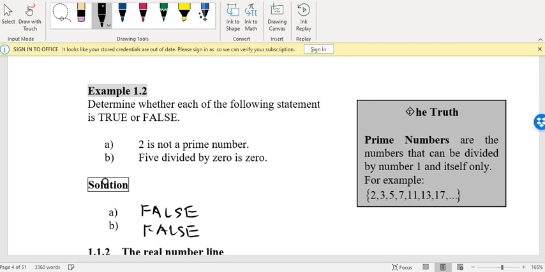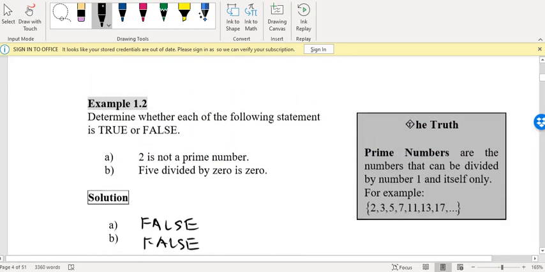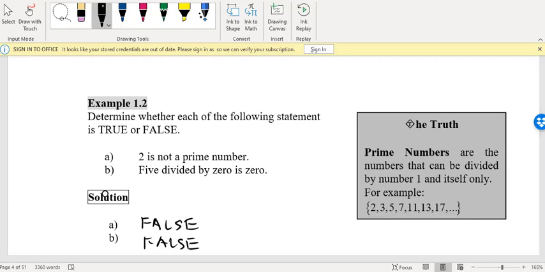So let's go further. This one should be okay. So that's for this introduction of the numbering system.